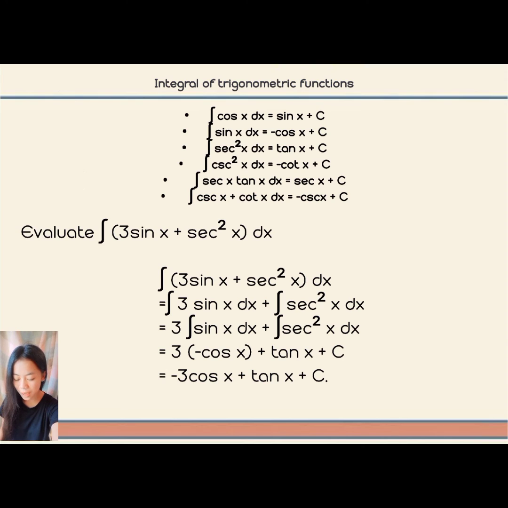Then we just simplify 3 times the quantity of negative cosine x, which is equal to negative 3 cosine of x, plus we have the tangent of x plus c. Now we have our final answer, negative 3 cosine x plus tangent x plus c.